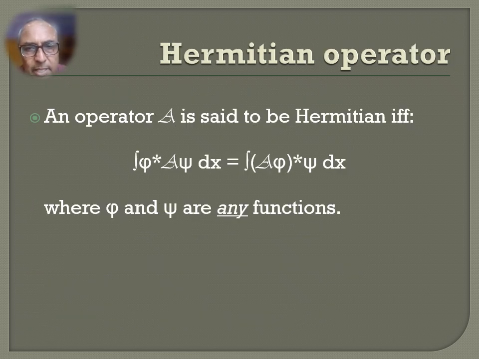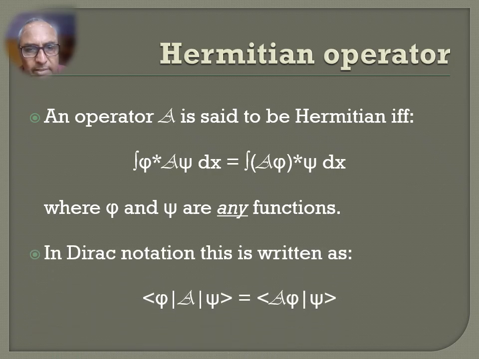An operator A is said to be Hermitian if and only if the integral of phi star A psi dx is equal to the integral of (A phi) complex conjugate times psi dx, where phi and psi are any two functions. In Dirac notation, we can write this in a simpler form as bra phi A psi ket is equal to bra A phi psi ket. Note that anything in the bra, we have to take the complex conjugate of it.